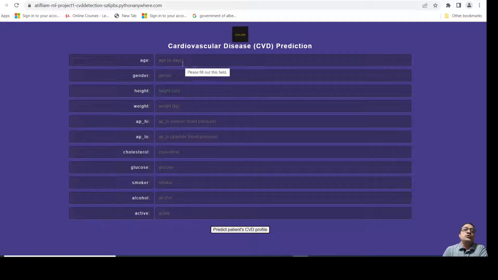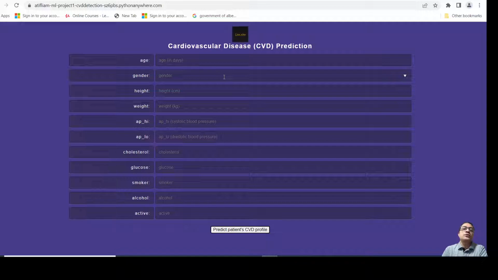So let's go through a couple of scenarios here. The first one I'm going to look at is a low risk scenario. I'm going to pick a child, perhaps a 10-year-old girl, hoping that with everything else being equal, the child should not be prone to cardiovascular disease. So let's go through that exercise now.